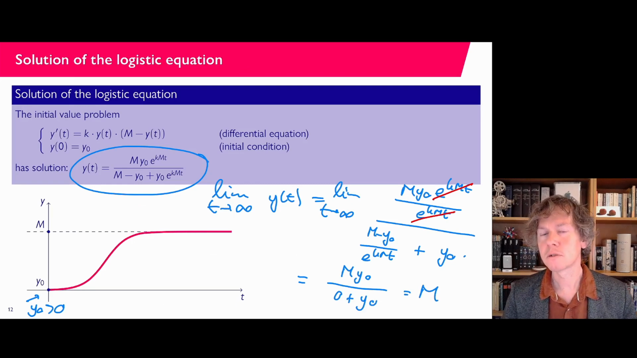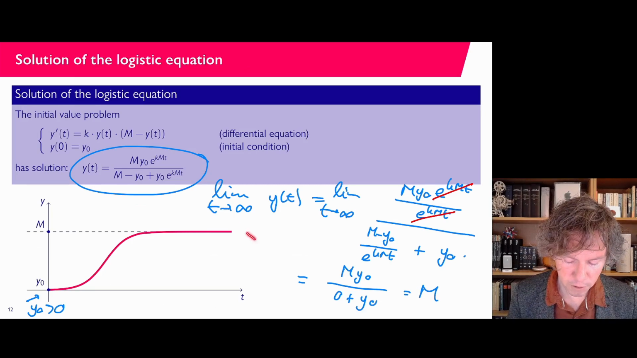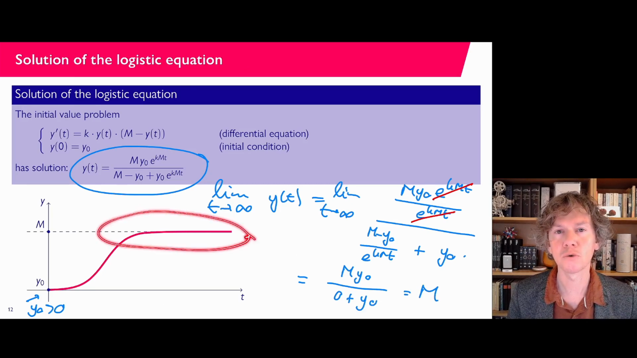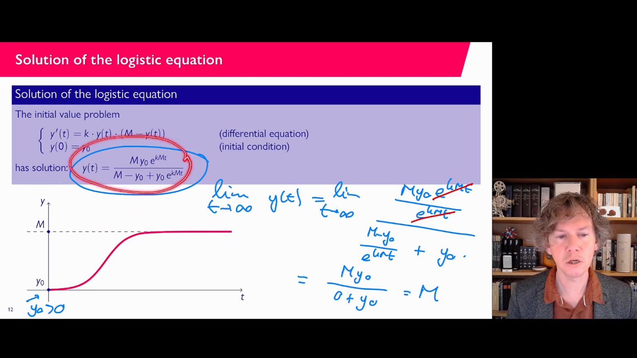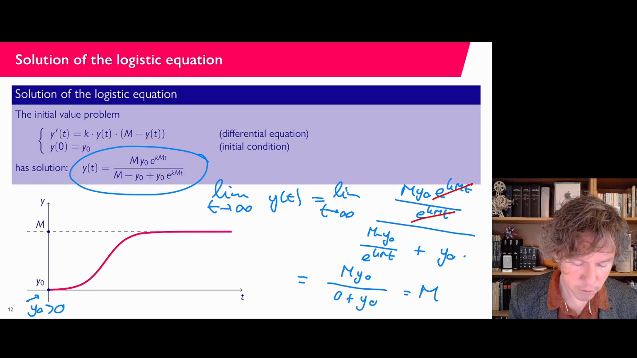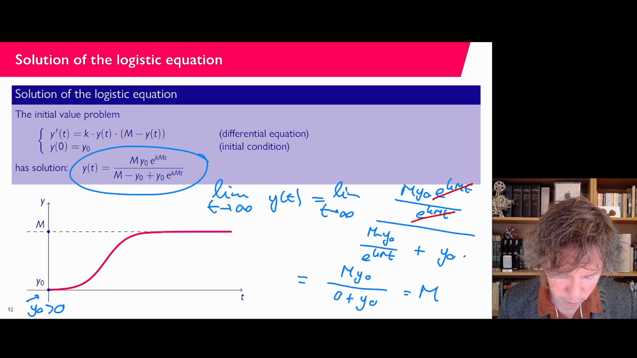So indeed, the model has the property that if you let t go to infinity, the solution will go to capital M. Also, what you can tell from this solution is if you plug in t equals 0, then I find, let's write that down too. Let's write it in black, then you can separate it.